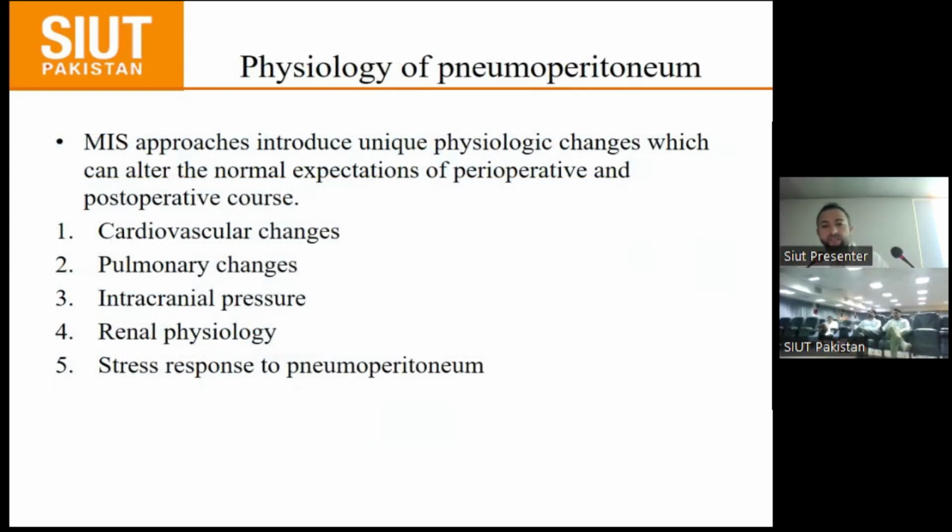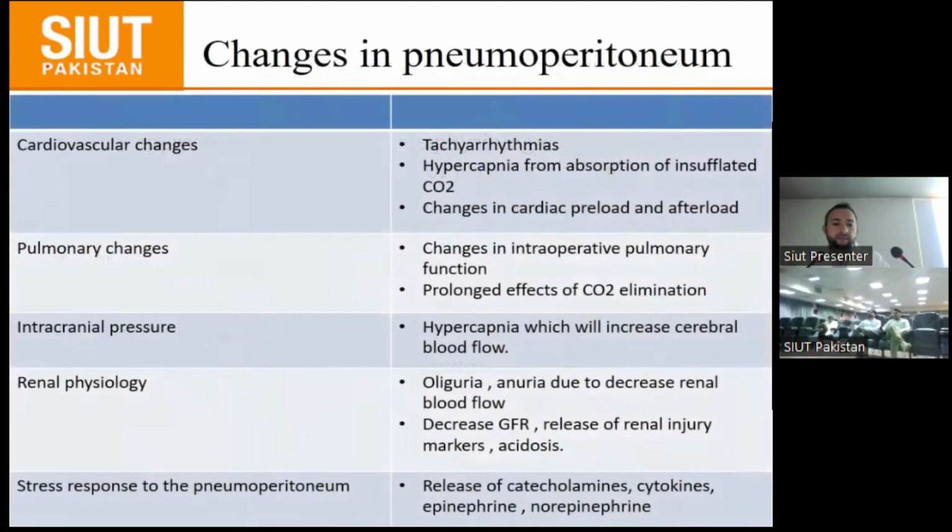So the physiological changes that occur during pneumoperitoneum: cardiovascular changes include tachyarrhythmia, hypercapnia upon absorption of carbon dioxide, and change in cardiac preload and afterload. Pulmonary changes include altered intraoperative pulmonary function and prolonged carbon dioxide elimination. Intracranial changes like hypercapnia can increase cerebral blood flow. In renal changes, oliguria and anuria due to decreased renal blood flow, decreased GFR, release of renal injury markers, and acidosis can occur. The stress response to pneumoperitoneum includes release of catecholamines, cytokines, epinephrine, and norepinephrine. Thank you.